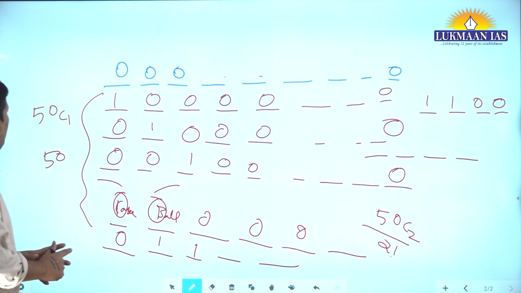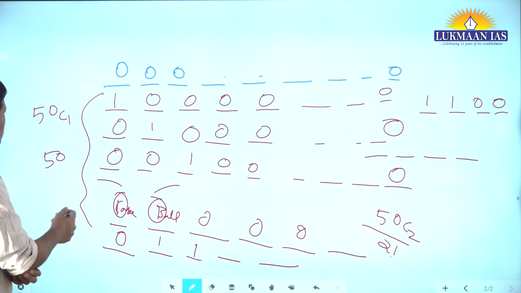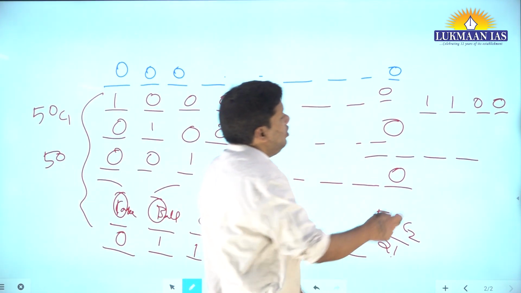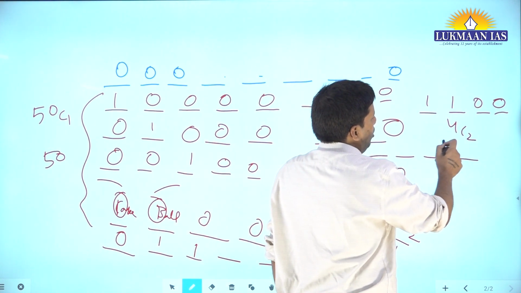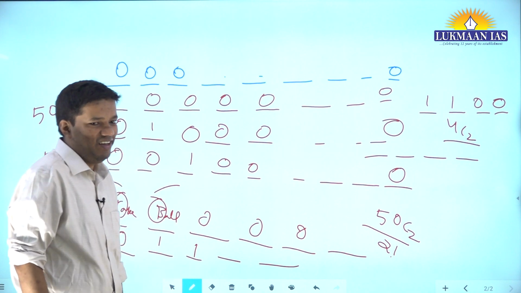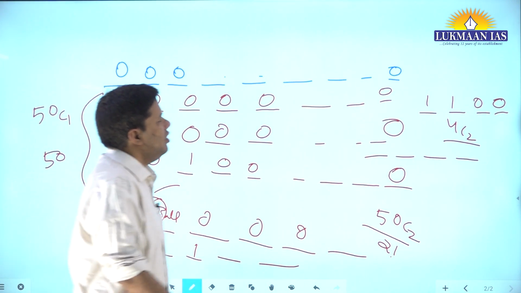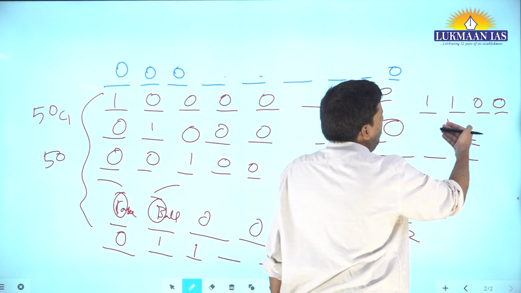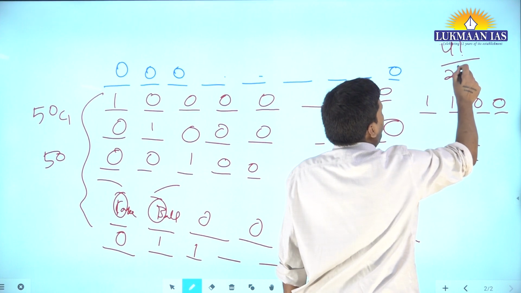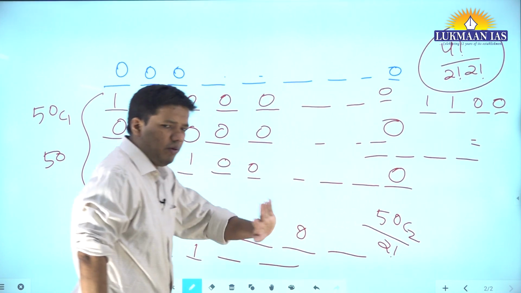4C2 divided by 2 factorial. Here, what will you write? 4C2 divided by 2 factorial. You will write 2 factorial, because they are the same numbers. You will write 4 factorial divided by 2 factorial, 2 factorial. Again, these are basics. We will discuss it later.